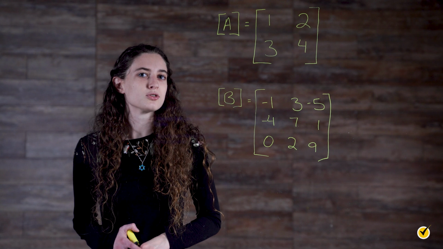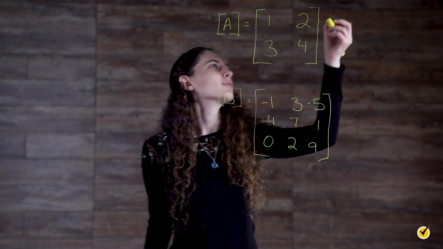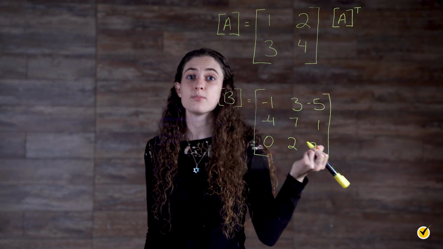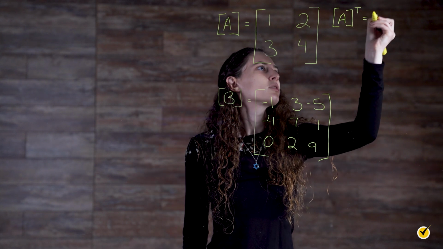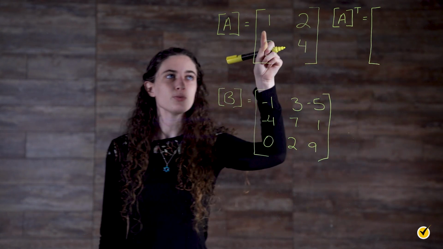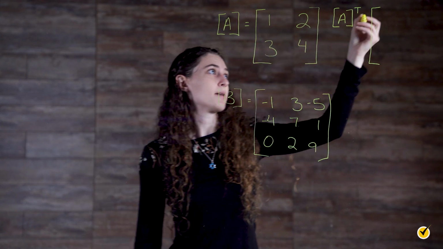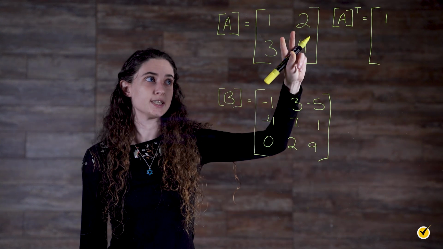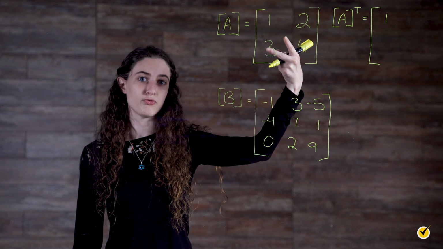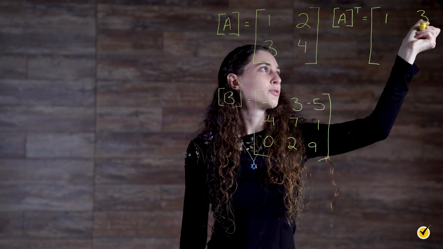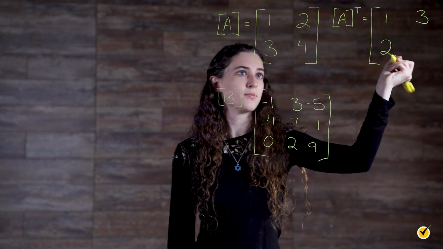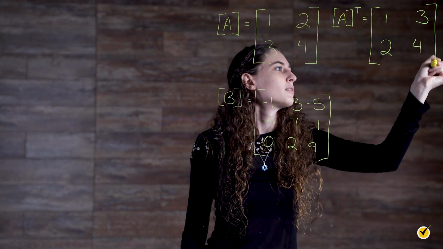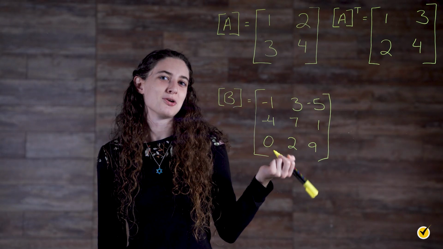If we want to find the transpose of matrix A, here's how we do that. The transpose of matrix A is also going to be a 2 by 2 matrix. So we start with the first element. That one's going to stay the same. Then from there, all we're going to do is flip our elements over the diagonal. So with 2 and 3, we're going to flip them. So 2 becomes 3, and 3 becomes 2. Then 4 is going to stay the same. That's our transposed matrix A.